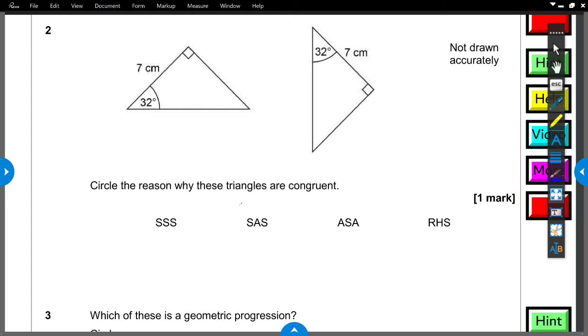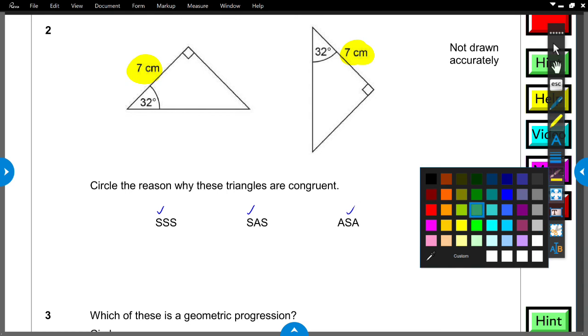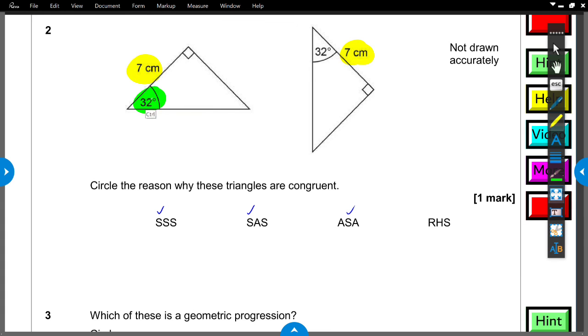So we could tick off on here what we have. Let's just highlight it as we go. So we have this side of 7 centimeters. That's on both of them. So let's tick that we have a side, which is the same on all of those. Then if we highlight this angle here, we've got an angle of 32 degrees. That's 32 degrees on this one as well. So we can tick off that we have an angle, which is the same.